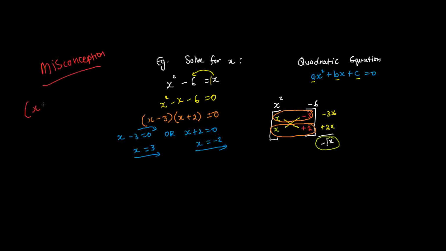If I have something like this, I'm just making up a random example, please do not say x plus 1 is equal to 1 or x minus 2 is equal to 1. That is incorrect. What I need to do is use FOIL and expand this binomial and then take this one to the other side so that I can get the quadratic in its standard form, which is ax squared plus bx plus c. Okay, perfect.